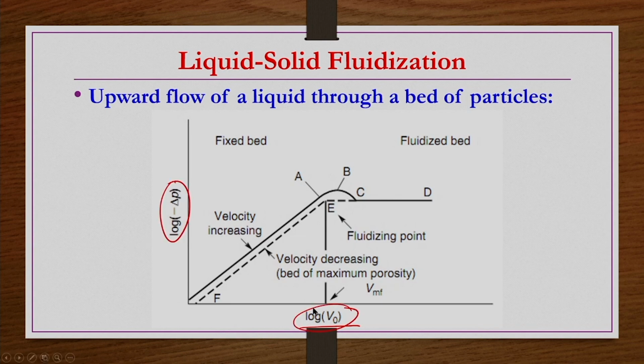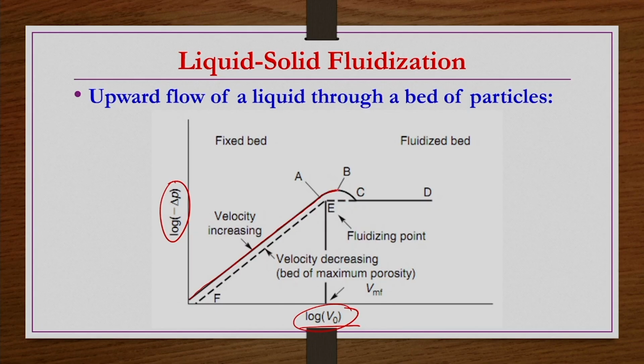What kind of curve do you expect? Initially, when the velocity is low and gradually increasing, the pressure drop increases. Up to this point A, the velocity is so low that it does not cause any rearrangement of the bed, and there is no relative movement between the particles, even though it is not constrained at the top. If you further increase the velocity, the slope of this curve gradually diminishes and reaches a point B at which the pressure drop is maximum, right.